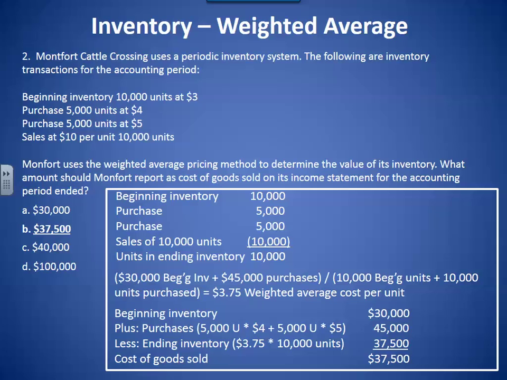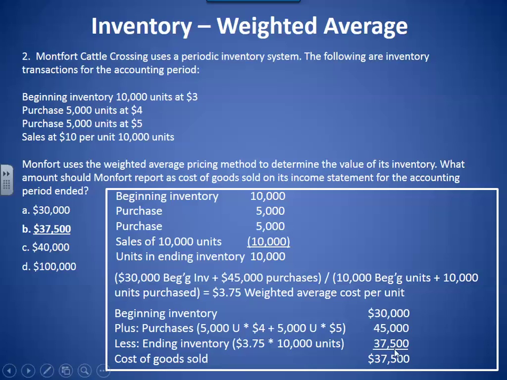Now let's take a look at our formula. We know we had a beginning inventory of $30,000. During the year, we purchased 5,000 units at $4 a unit, which is $20,000, and 5,000 units at $5, which is $25,000. We see then our total purchases for the year is equal to $45,000. Now, if we took the subtotal, $75,000 would be our total cost of goods available for sale.